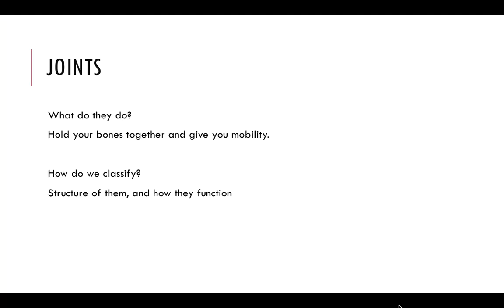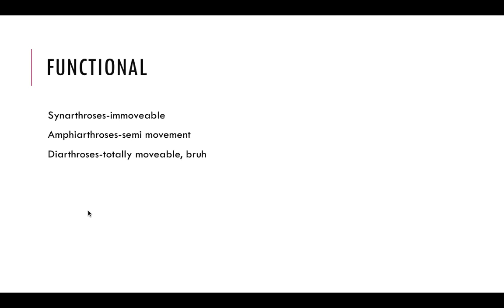Okay, so joints, what do they do? A joint is two bones that meet together. That's basically what a joint is, which makes sense. Joints hold your bones together by ligaments and also give you mobility. If we didn't have joints, we would not be able to move. So we need joints. There's two ways of classifying them: the structure of them and how they function.